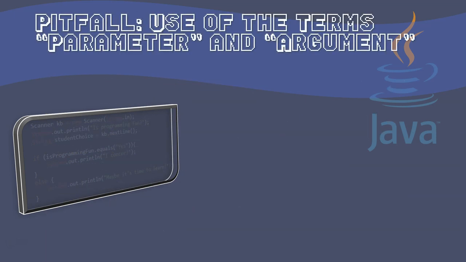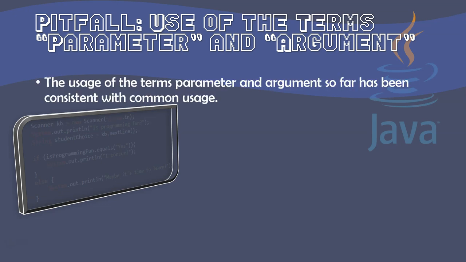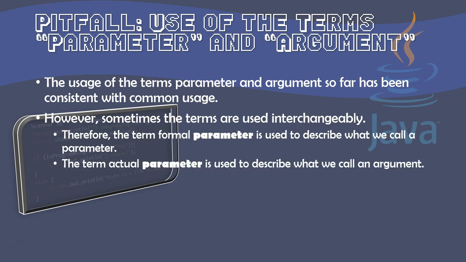Now, a quick pitfall to note is the terms parameter and argument. You might notice that the terms parameter and argument so far have been consistent with what's considered common usage in the programming world. However, sometimes these terms get used interchangeably. Therefore, the term formal parameter is used to describe what we call a parameter, and the term actual parameter is used for what we could describe as an argument.